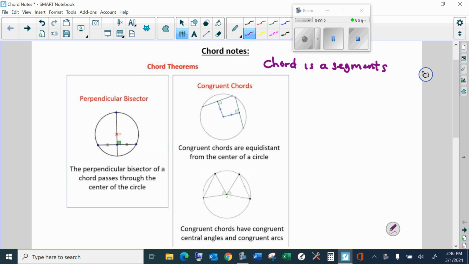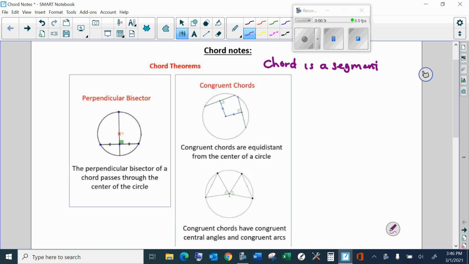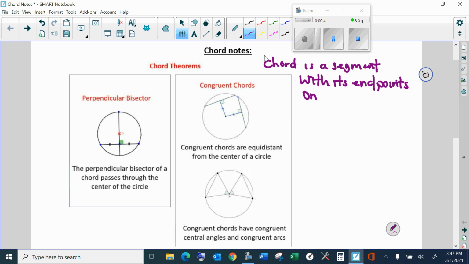It's a segment with its endpoints on the circle. So a radius is not a chord, because only one endpoint is on the circle.